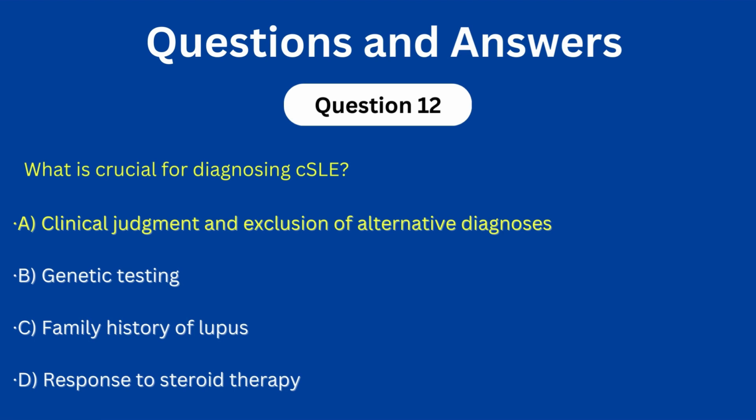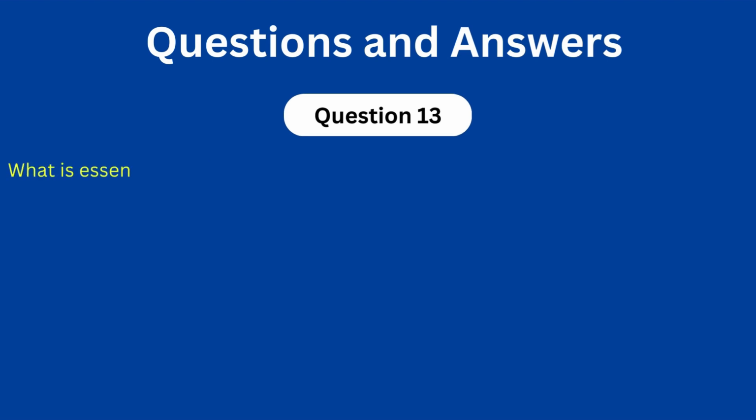So diagnosing childhood systemic lupus involves clinical judgment, taking into account the patient's symptoms, lab findings, and exclusion of other possible causes. It is a diagnosis of exclusion and often requires a thorough assessment to differentiate it from other similar conditions. Question 13. What is essential in the diagnostic approach for childhood systemic lupus erythematosus?